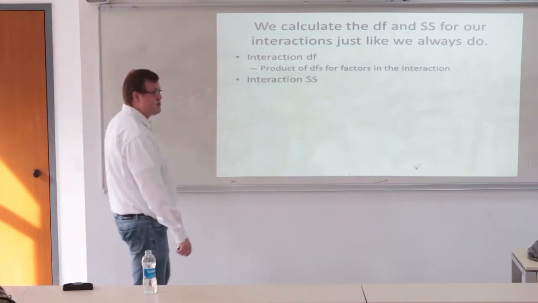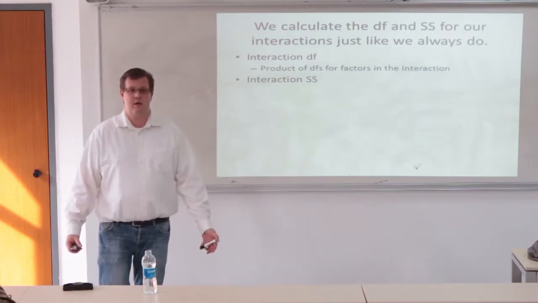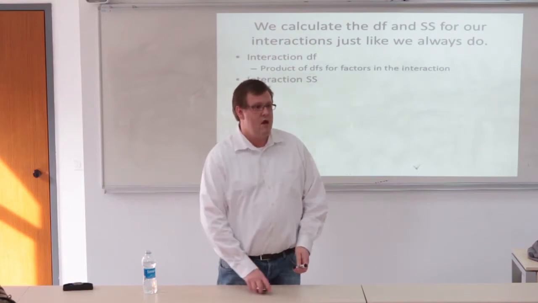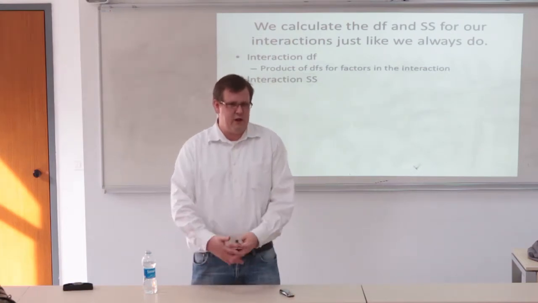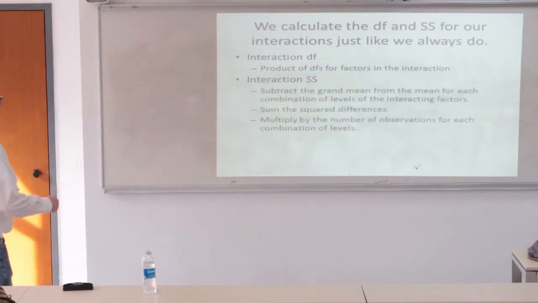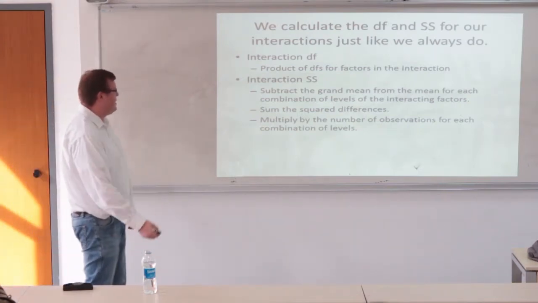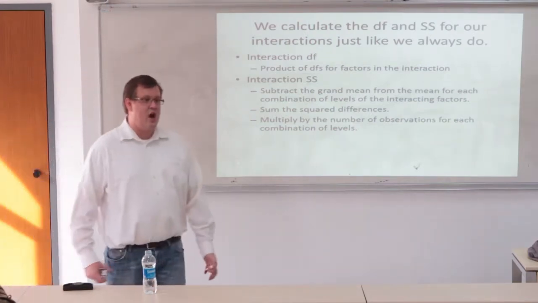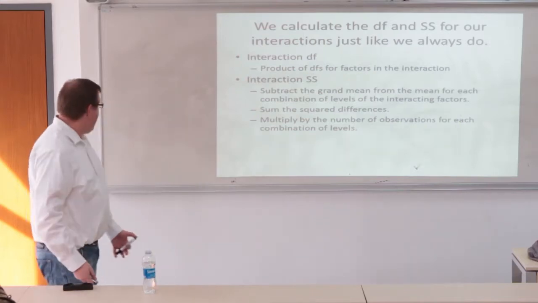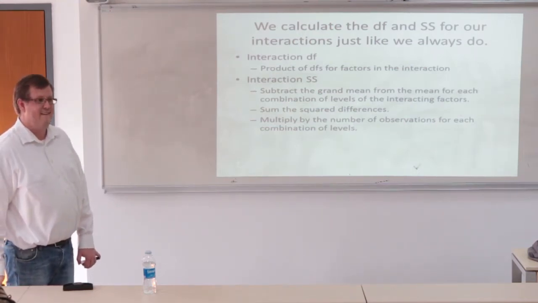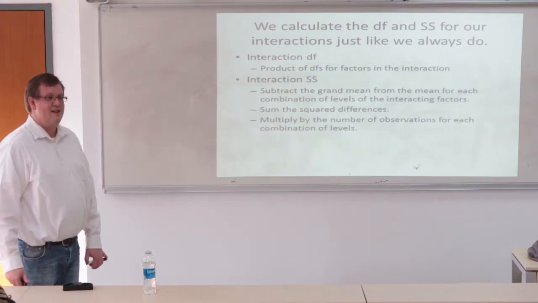So we've got the interaction sum of squares. How do we get it? Again, we're going to subtract the grand mean from the group mean, the different combinations of the levels of the factors that are involved. So we're going to subtract the grand mean from the mean for each combination of levels from the interacting factors, sum the squared differences, and multiply by the number of observations for each combination of levels, or for each group. And then, is that it? Divide? No dividing. Add? No adding. Subtract.